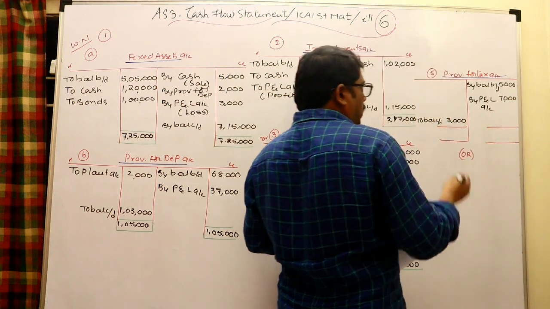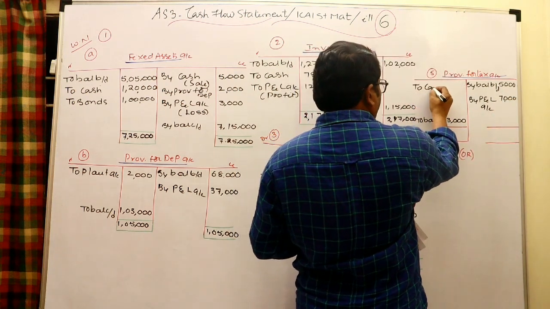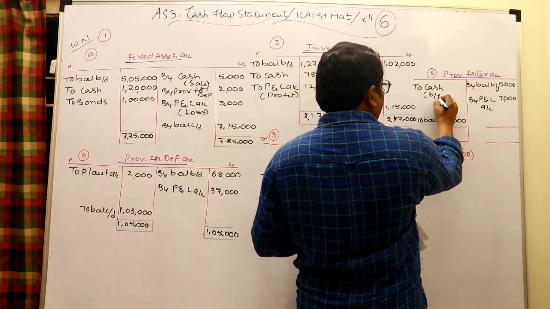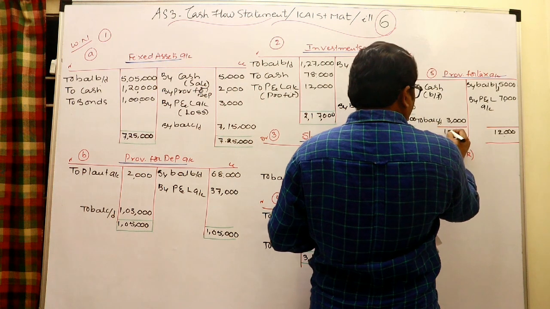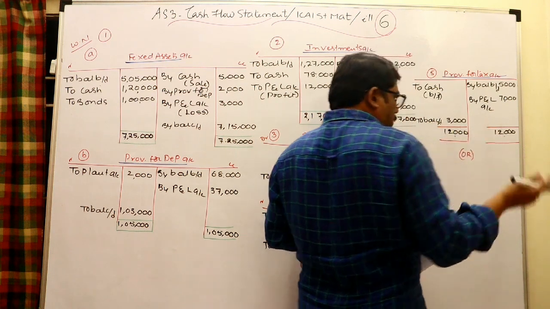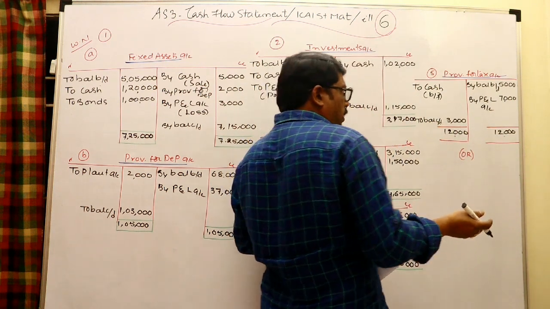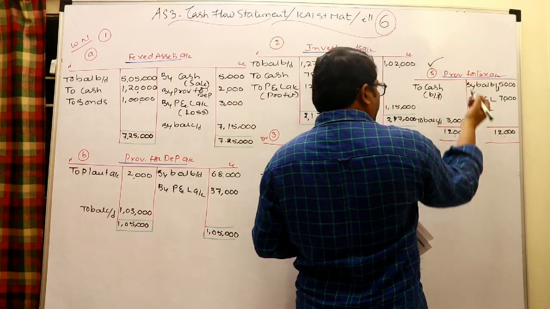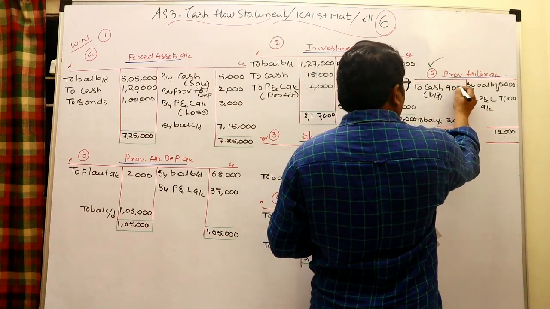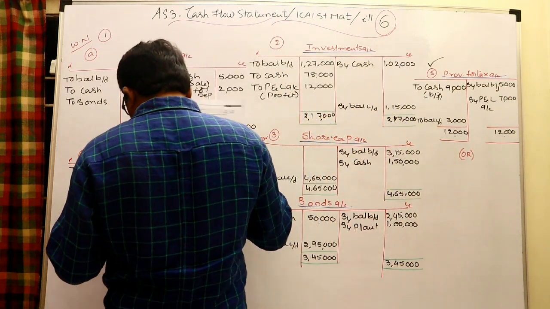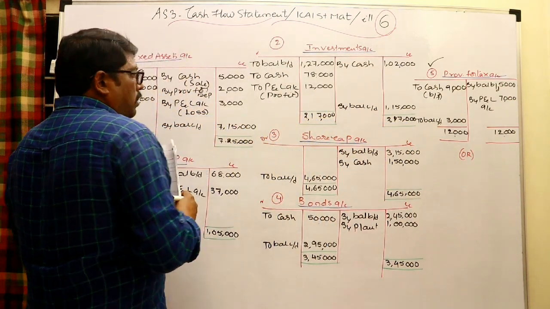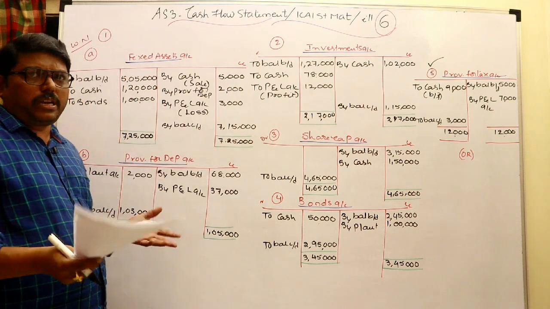Tax paid during this year, provision for tax to cash. This is a balancing figure we can find out. This is only not given, that's why it is given as a part of working notes. Okay, working note, this is compulsory. And 9,000 tax paid during this year. Tax paid during the current year is 9,000 rupees. That's all. Now straight away we can go to the cash flow statement.